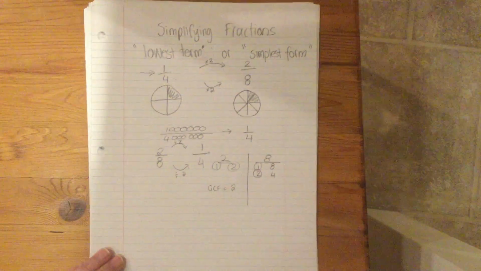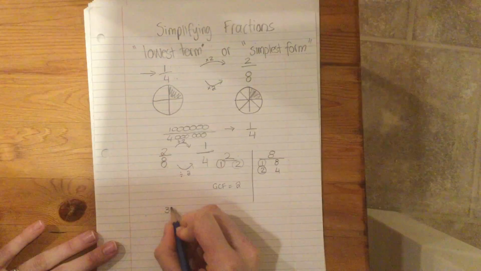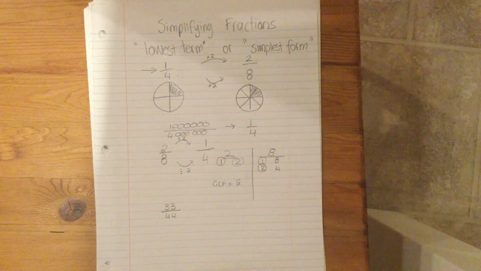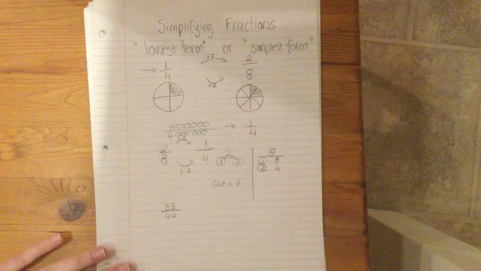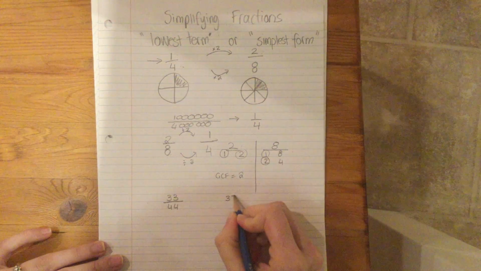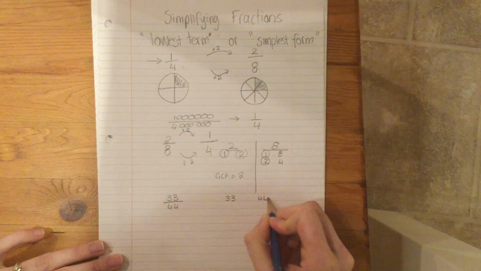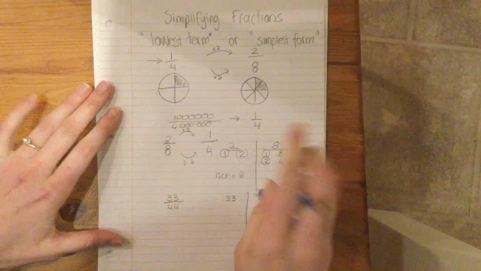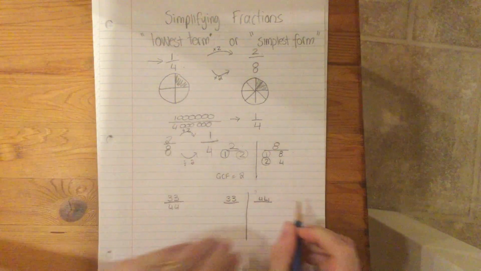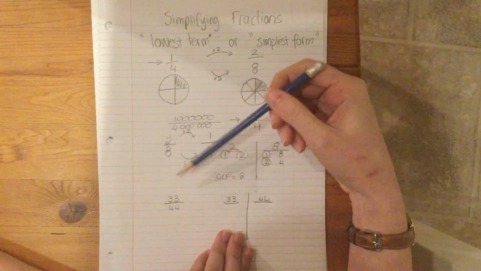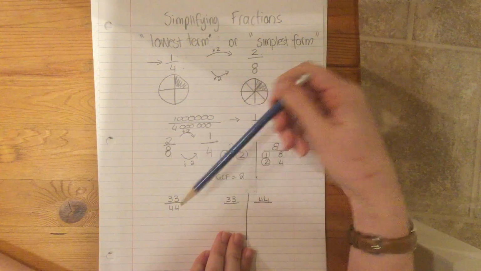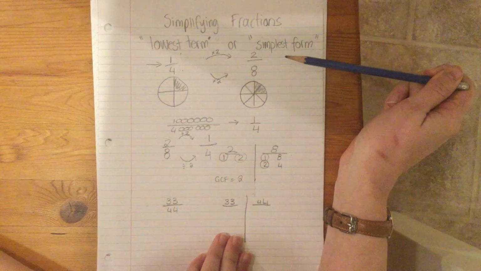Let's try a more difficult example. 33 out of 44. Gross. I can simplify this now. By listing both the factors of 33 and 44, I am able to understand which the greatest common factor is, and therefore be able to simplify my fraction into its lowest term or its simplest forms.